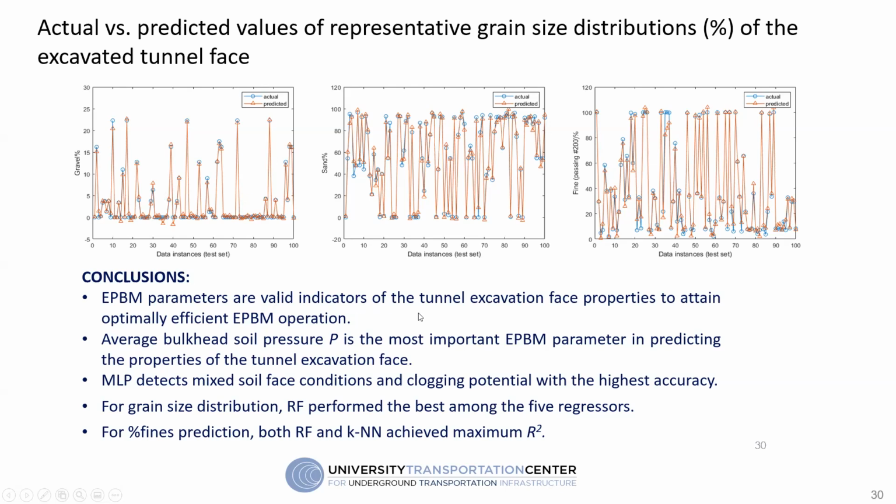So it seems that the EPBM parameters are valid indicators of tunnel excavation phase properties to achieve efficient operation. We found that among the variables that we're looking at, the soil pressure ahead of the tunnel is the most important in predicting properties of the tunnel phase. Among the three algorithms, MLP detected the mixed soil clogging potential with the highest accuracy. For grain size distribution, RF is the best. For fines content prediction, RF and KNN are the better performers.